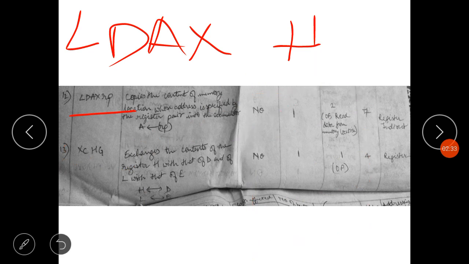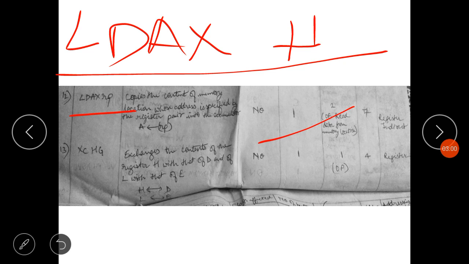Now the number of bytes of the instruction. Since there is no extra hexadecimal number mentioned in the instruction, it is LDAX RP and no hexadecimal number is mentioned, so this instruction is of only 1 byte. That is, when this instruction is stored in memory, it will occupy only one memory location, and that location is only for the opcode of this instruction.